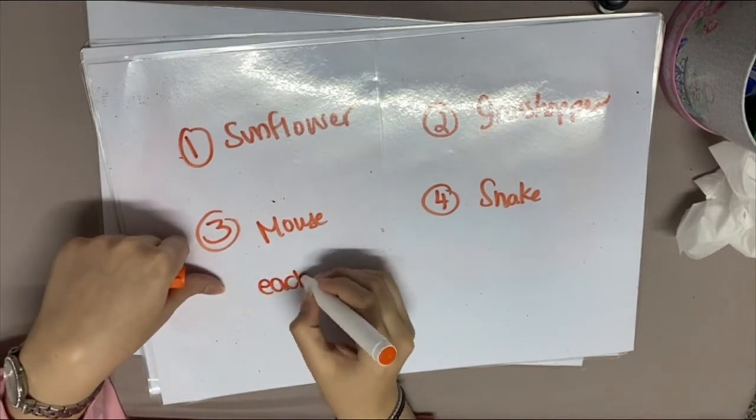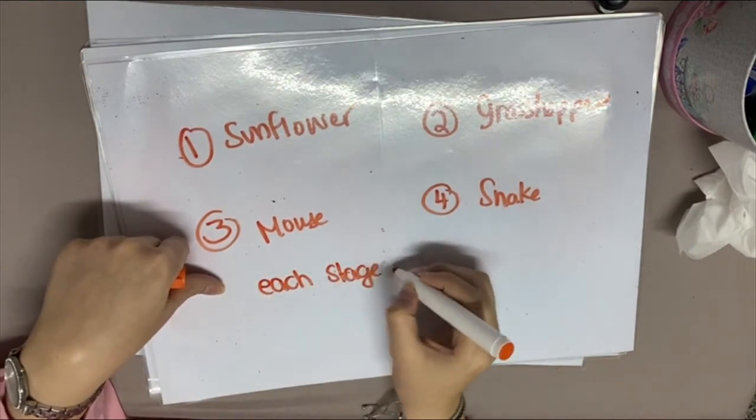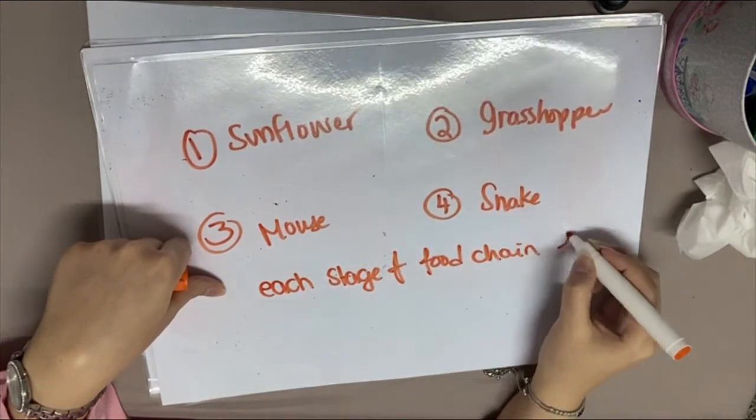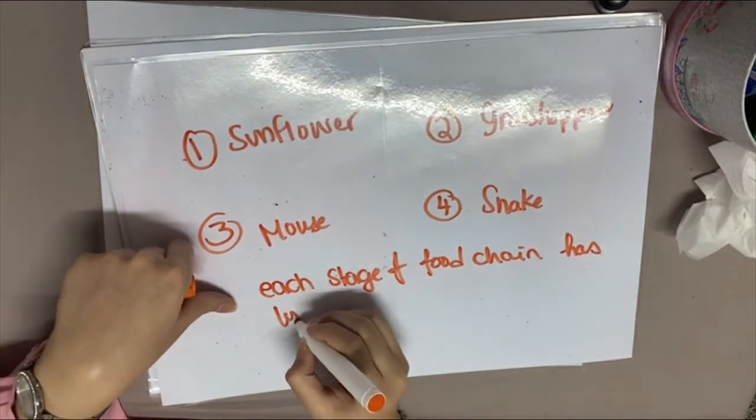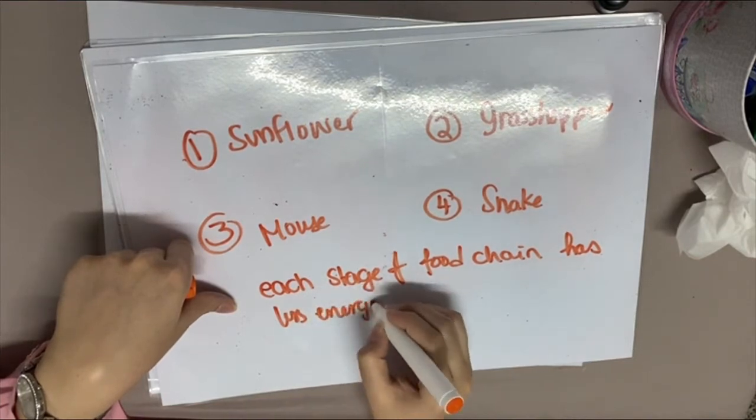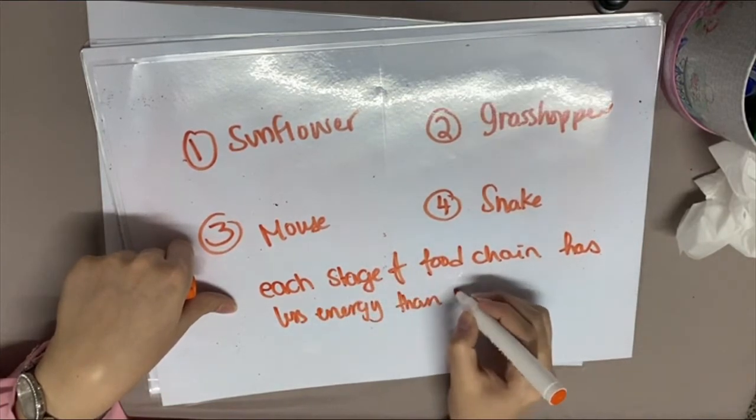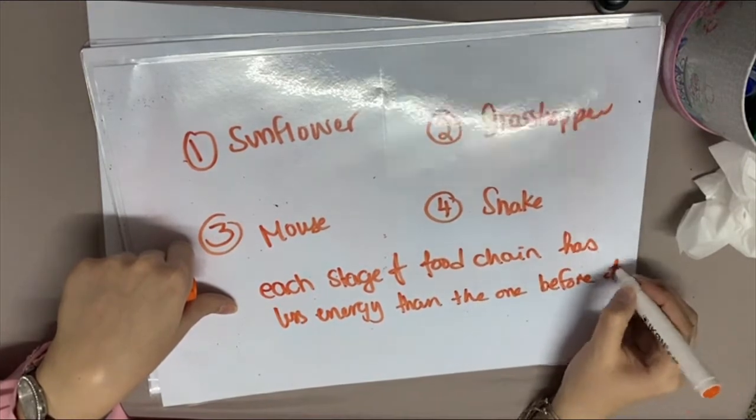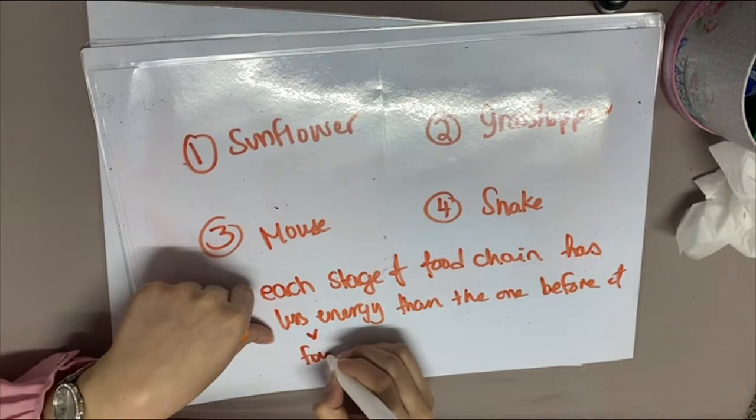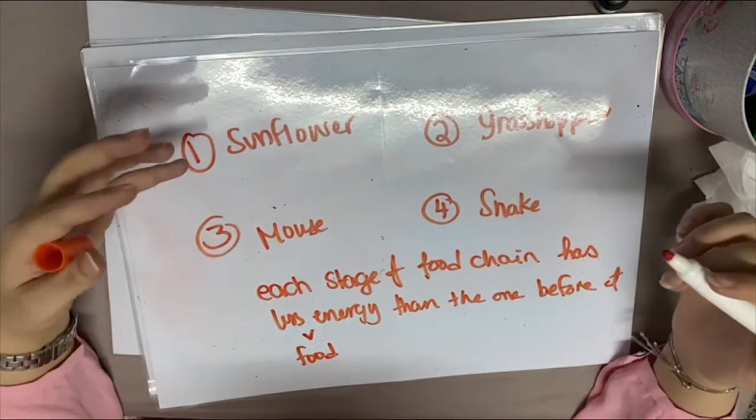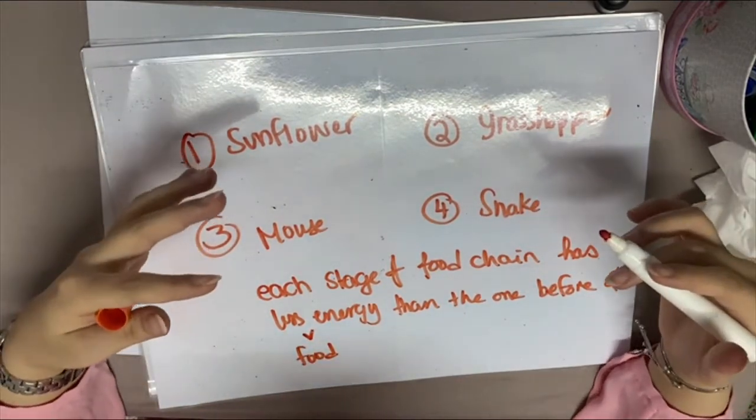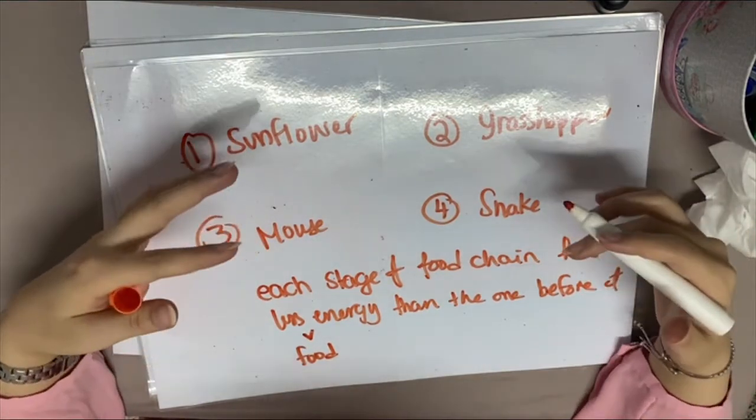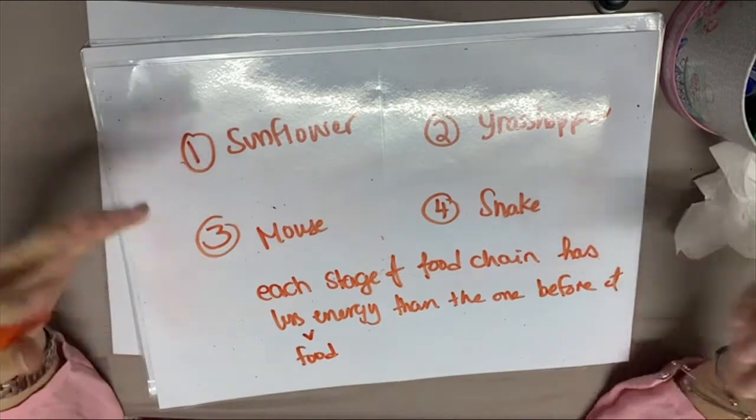Each stage of a food chain has less energy than the one before it. But keep in mind, less available food energy. So how about the rest of the energy? Well, simply because a lot of this energy is converted to heat energy.